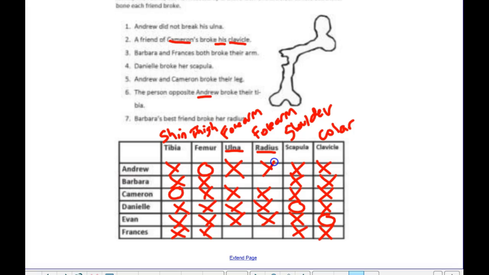And then the last one, Barbara's best friend broke her radius. That means Barbara did not break her radius, which means Barbara broke her ulna, and Frances must be her best friend. She broke her radius.